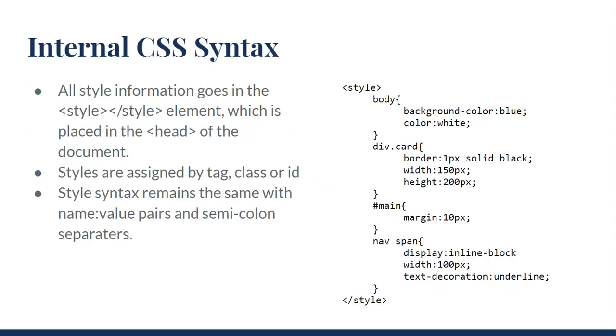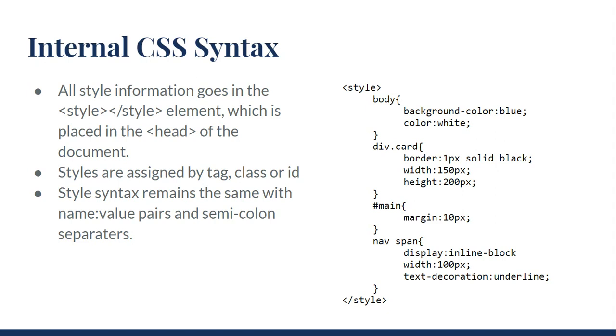To this point, we've been writing our styles using the style attribute, which is called an inline style. When we make the move to internal styles, we're going to make a style tag, which you can see there on the right. That style tag goes inside of the head element of the document. So far, the only thing we've had in head is title. Now we're going to add the style tag up there. Styles are assigned by tag, class, or ID.